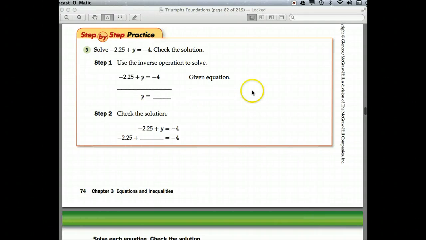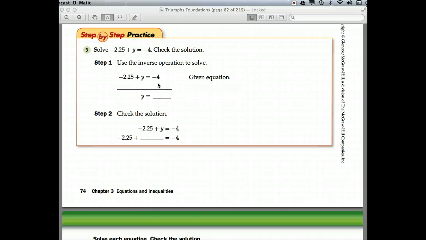Okay, time for a little step-by-step practice. This time we're not using algebra tiles. Solve -2.25 plus y is equal to -4 and then check your solution. Well, first of all, let's look at the side that has the y. What operation are we performing? Yes, we're adding the 2, but this number's negative. So we need to add 2.25 to each side.